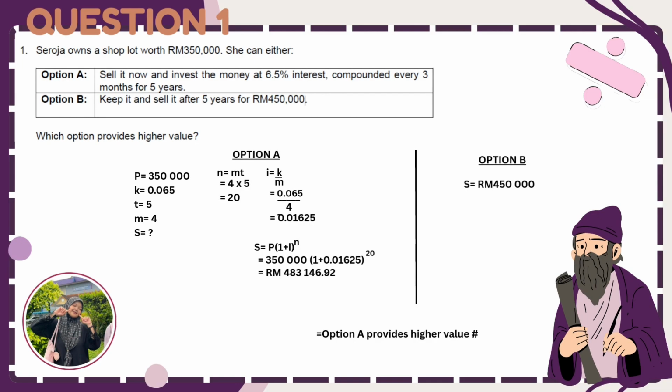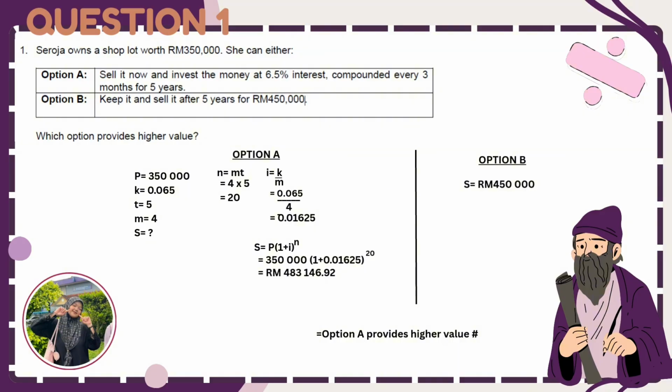Hello, I'm Siti Ainul Shazwin and I would like to explain question 1. For question 1, Seroja owns a shop lot worth RM350,000. RM350,000 is the principal. The question is, which option provides higher value? First thing first, we need to find the future value for option A.